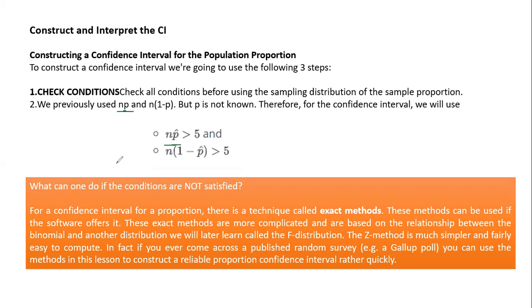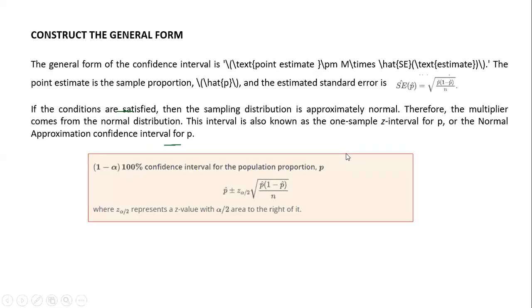ඒකෙන් අපිට පුළුවන් what can one do if the conditions are not satisfied? අපිට මේ method එක use කරලා ඒ conditions වලින් කියවෙන ඒවා avoid කරලා අපිට පුළුවන් අදාළ වෙන calculations use කරලා මේ check කරන එක කරන්න. එහෙම නැත්නම් interpret කරන්න පුළුවන් confidence interval එක. Okay, that is it. So construct the general form.